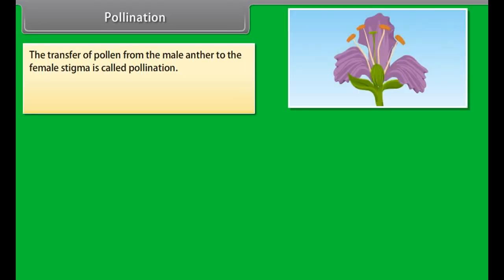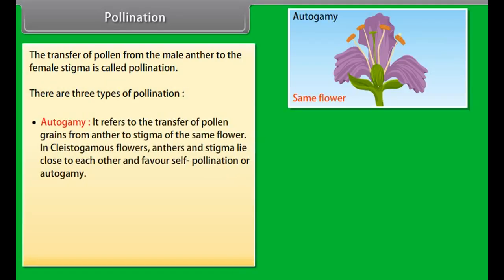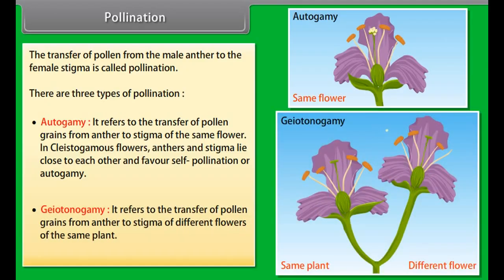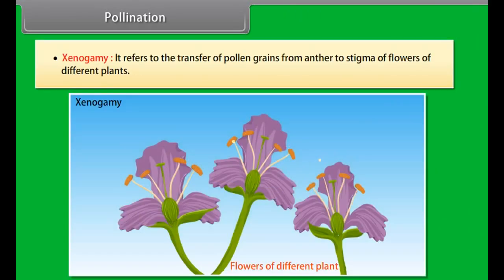Pollination. The transfer of pollen from the male anther to the female stigma is called pollination. There are 3 types of pollination. Autogamy refers to the transfer of pollen grains from anther to stigma of the same flower. In cleistogamous flowers, anthers and stigma lie close to each other and favor self-pollination or autogamy. Geitonogamy refers to the transfer of pollen grains from anther to stigma of different flowers of the same plant. Xenogamy refers to the transfer of pollen grains from anther to stigma of flowers of different plants.